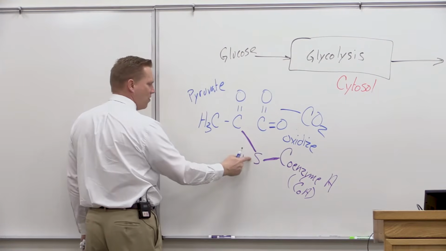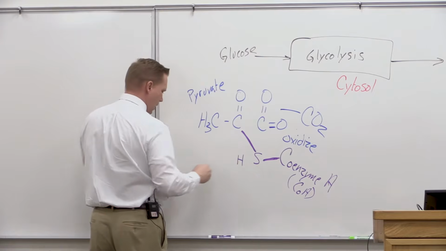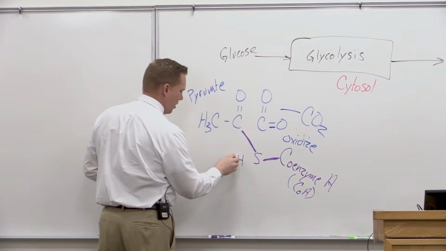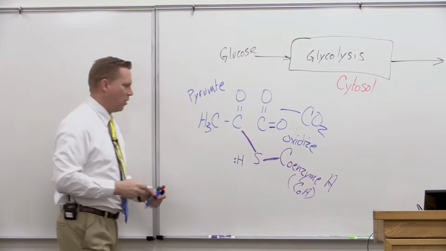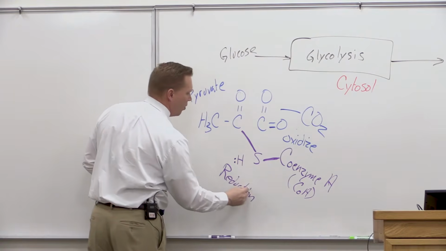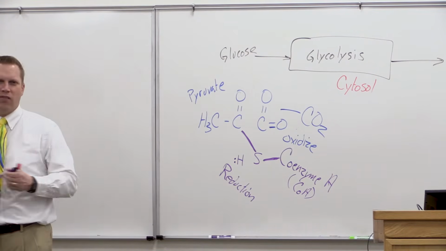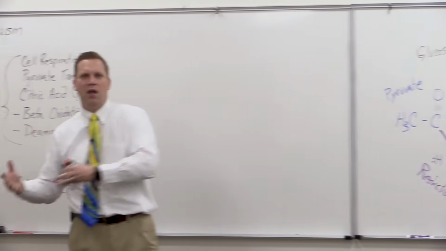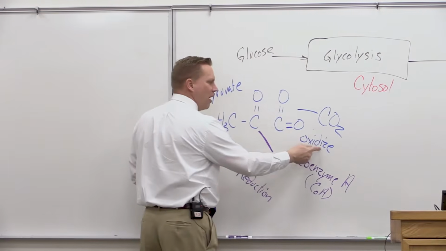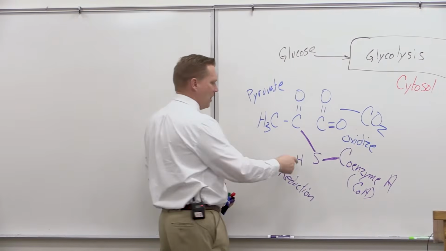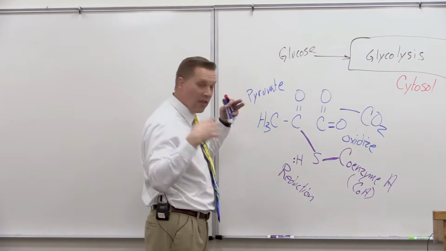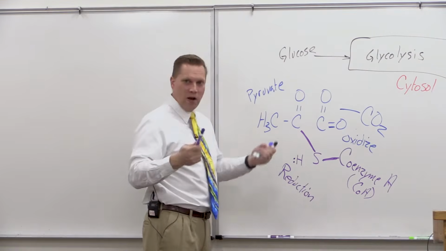Right here, sulfur has too many bonds. We're going to lose that bond right there. And that hydrogen, with its 2 electrons, has to go somewhere. And that is going to be our reduction step. Remember, a couple lessons ago, we learned that anytime you have an oxidation, you must have a reduction. And so we have our CO2 formation. That was our oxidation. And then this hydrogen is going to go somewhere, and that's going to be our reduction. So where does it go?